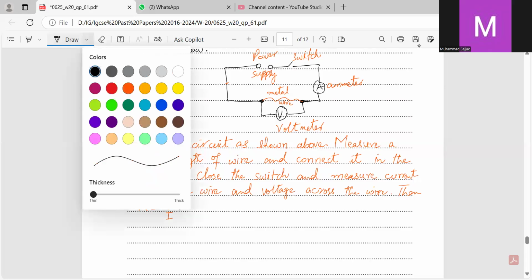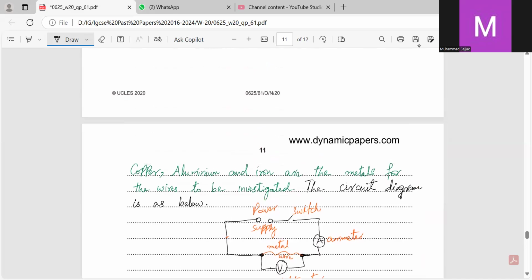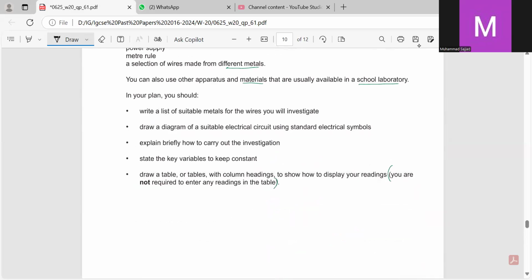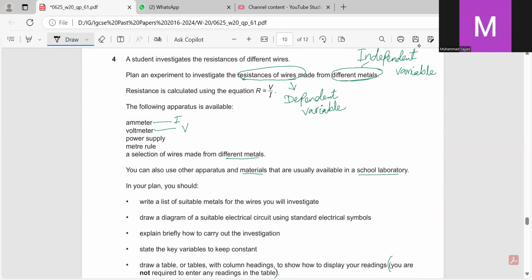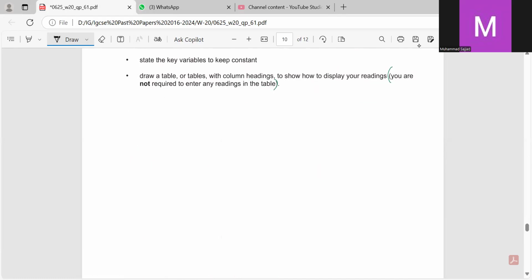Now dear friends, know the purpose or importance of this independent variable. The independent variable is the different types of metal. Now you have to repeat the experiment by connecting different metal wires. Whatever the independent variable is, we will change it to get more sets of data in the experiment. So that's what I'm going to write right now.